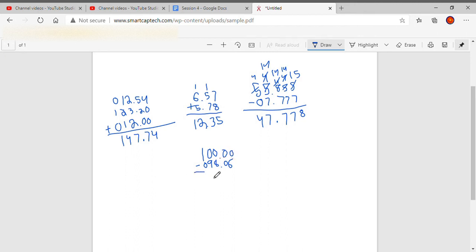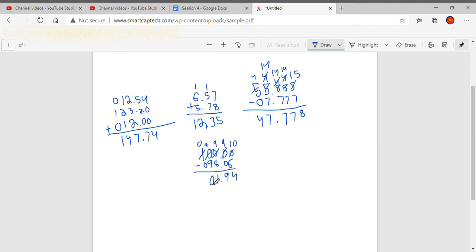0.00. So we know that we need to borrow, so this becomes 10. We can't borrow from here, or here, or here, so we have to borrow from here. Then this becomes a 9, because we have to give it here. This one doesn't have to give it to anything, so no minus 1. So we can subtract now. 10 minus 6, 4. 9 minus 0, 9. 9 minus 8, 1. 9 minus 9, 0.